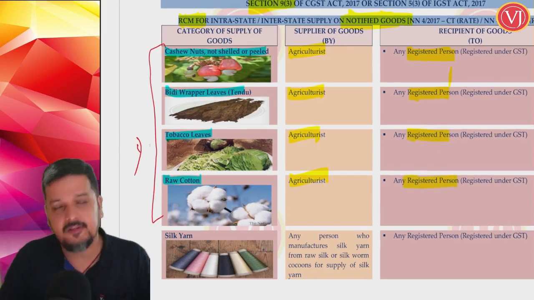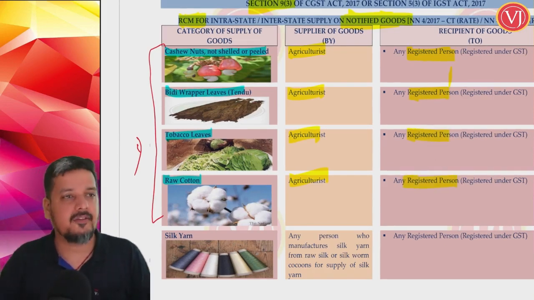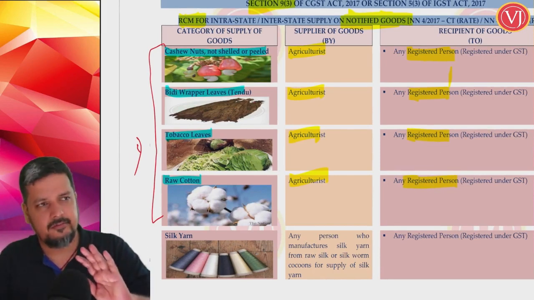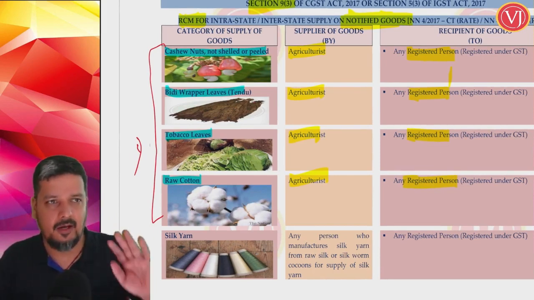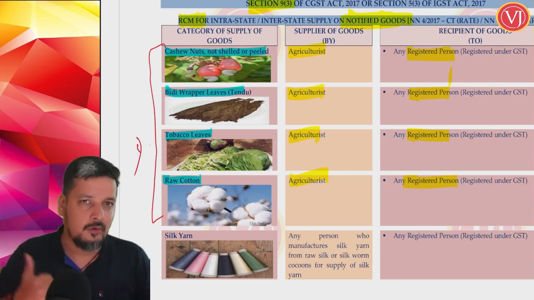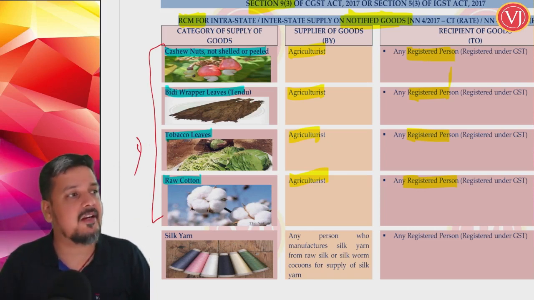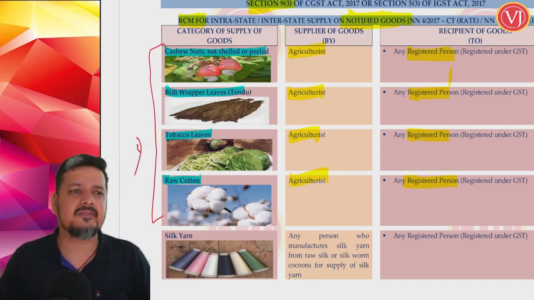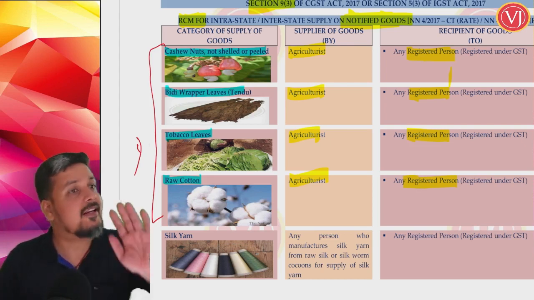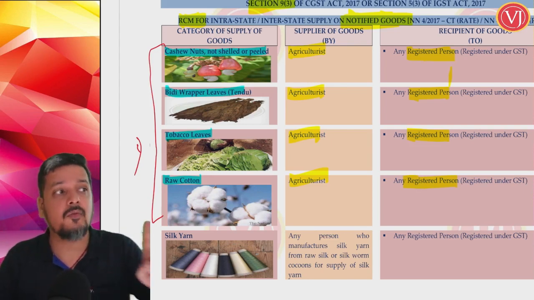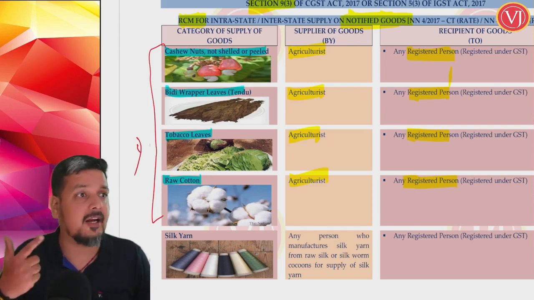Who will pay GST? Recipient. The registered person will pay GST. Agriculture is always kept outside GST, so the agriculturist will not pay GST. Who will pay? The registered recipient will pay GST. If the recipient is not registered, no one will pay. Neither will the agriculturist pay, because agriculture is always kept safe. This is only true for agriculturists.